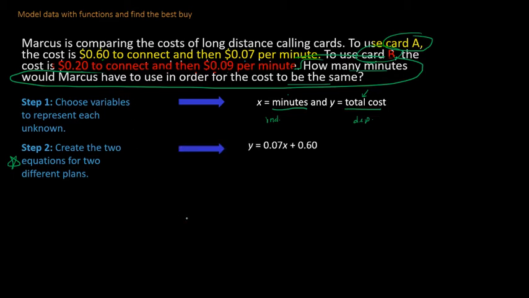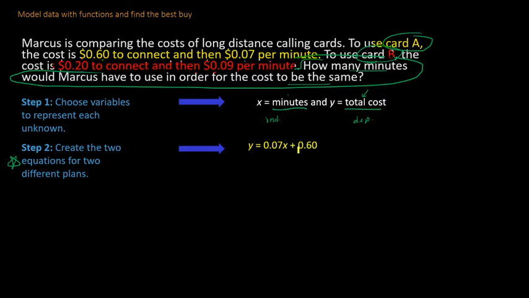So first we have card A. So here's what I did. I have y equals, so the cost of making a call on this card, y equals x, the total number of minutes, times 7 cents, because it's 7 cents per minute, right? So I know that 1 minute would cost me 7 cents, 2 minutes would cost me 14 cents, 3 minutes would cost me 21 cents, etc. What am I doing to figure that out? I'm taking x, the number of minutes I'm talking, and I'm multiplying it by the cost per minute. So that's where I got 0.07x from.